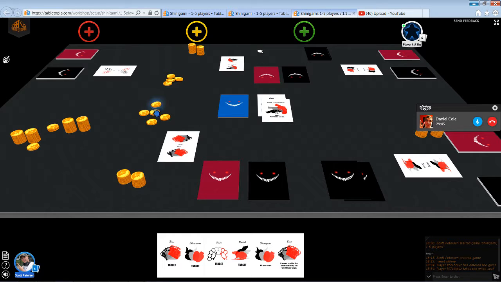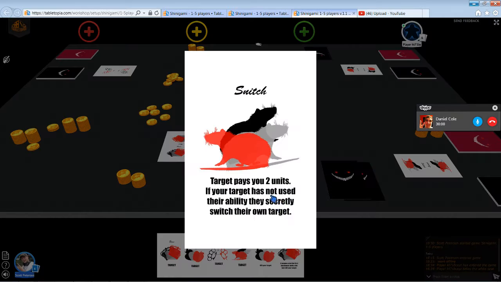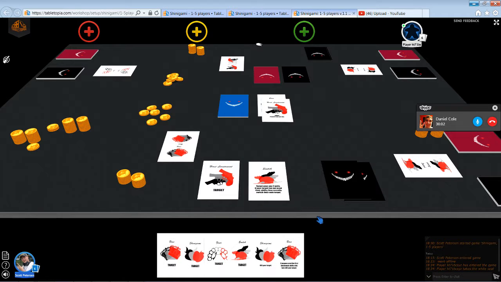We make sure to pay our two units. That's right. Okay, and it's my turn to go first, so I reveal that I targeted Daniel, the first lieutenant, and with the snitch. And I targeted myself and blocked.